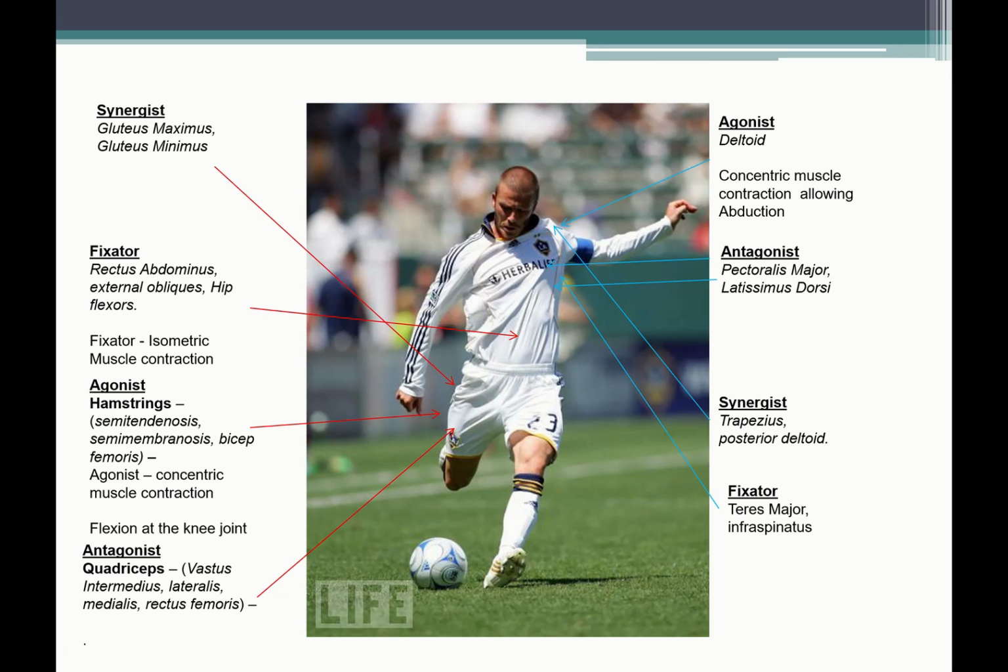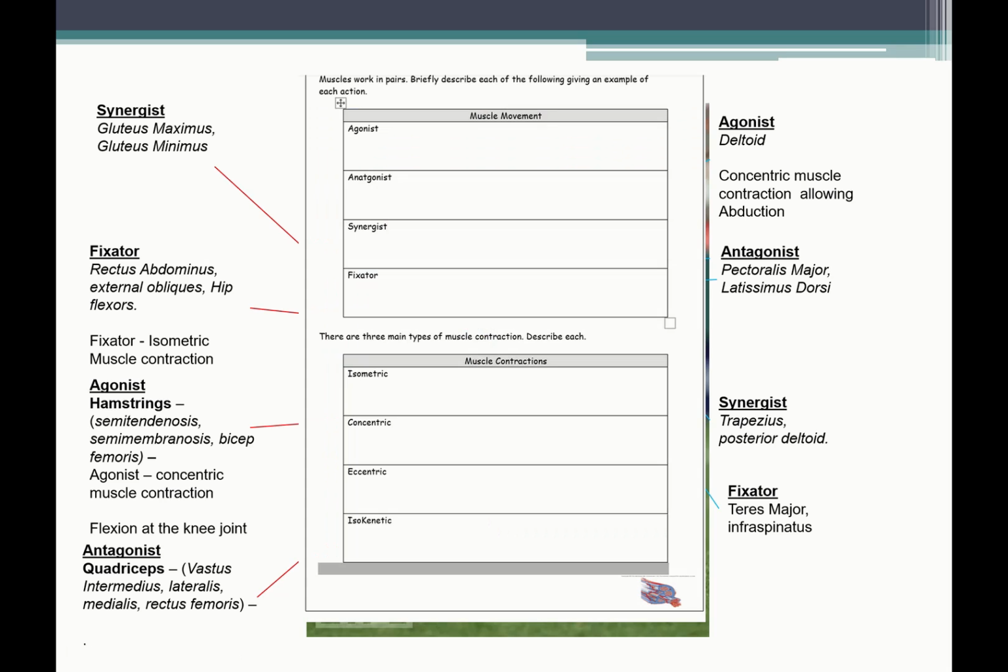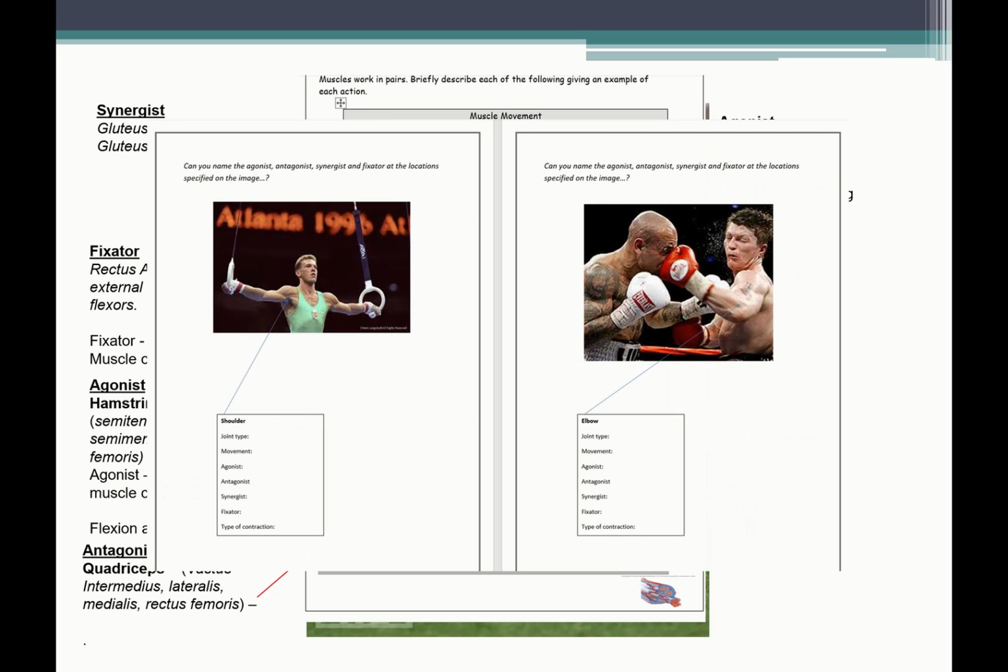Now, once again, we can consolidate our muscle movements and our muscle contractions in your work booklet. So if you turn to the muscle movement page, you've got the four key terms of muscle movement and the muscle contractions, where you can write a definition for each. In addition to that, it's also worth noting that there is an additional booklet that you can download and fill out, which will help you to solidify all of the movements of the human body and being able to identify the agonists, antagonists, synergists and fixators at different joints.